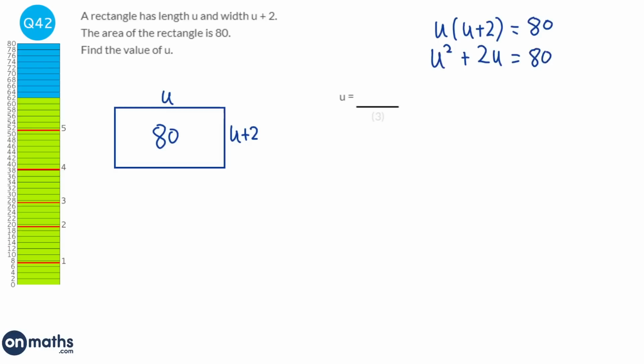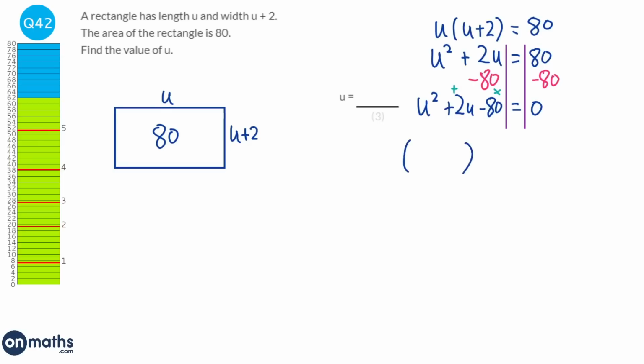And what we're going to do is put everything to the same side. So all I'm going to do here is subtract 80 from both sides. And so we've got u squared plus 2u minus 80 equals 0. Now we're going to be using quadratics, so we're going to factorise this. And so we need two numbers that add together to make 2 and times together to make minus 80.